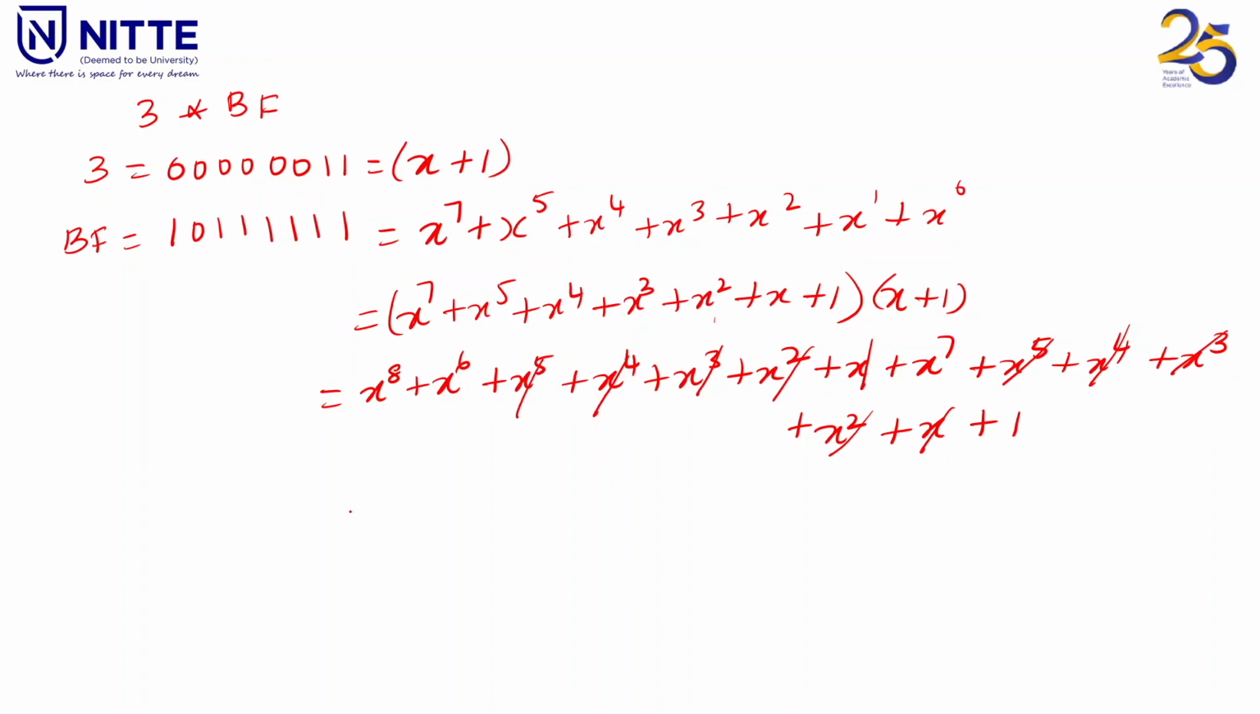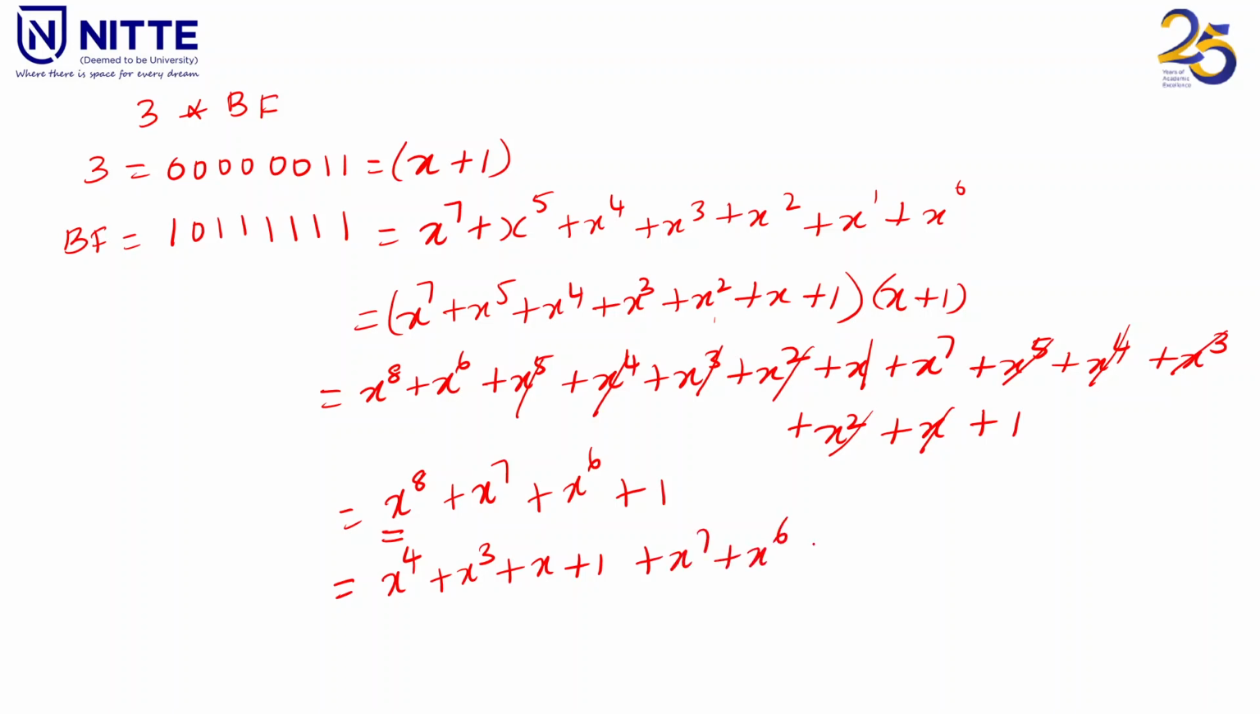So finally I am going to get x to the power of 8 plus x to the power of 7 plus x to the power of 6 plus 1. Now again x to the power of 8 is there. I am going to convert this using the irreducible polynomial, x to the power of 4 plus x to the power of 3 plus x plus 1, plus x7 plus x6 plus 1. So I cancel out 1 and 1. So finally x to the power of 7 plus x to the power of 6 plus x to the power of 4 plus x to the power of 3 plus x.